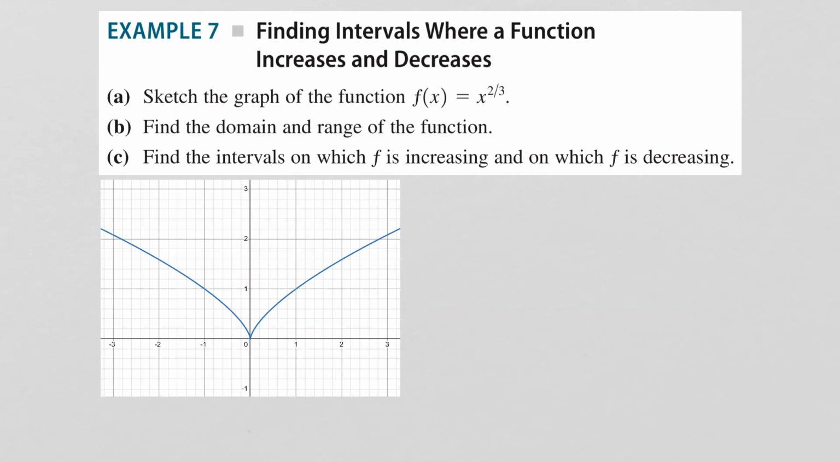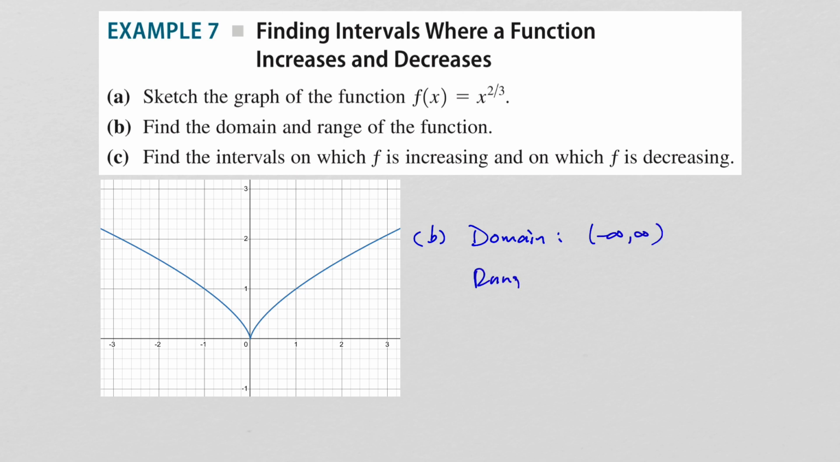Next, let's sketch the graph of the function f of x equals x to the 2/3 power. This is a kind of interesting function, has a different shaped graph than what we're used to. So x to the 2/3 looks like this. Now let's find the domain and range. So once again, the domain is all real numbers. You can kind of see this on the graph. There is no value of x that is not covered.